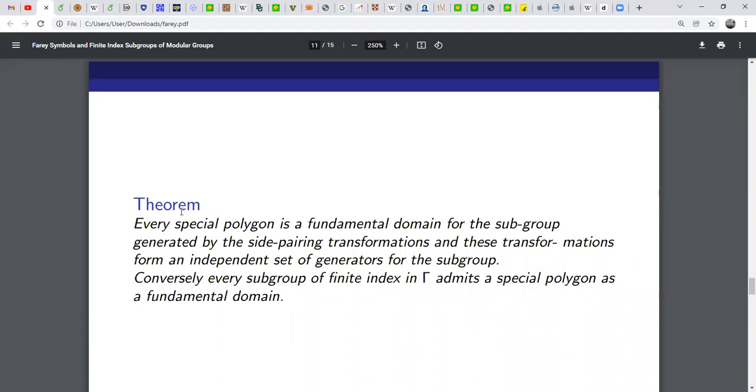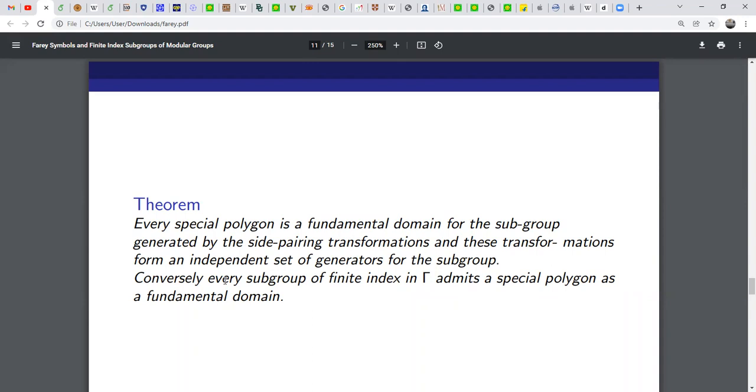I will mention another result here. Every special polygon, to recall, is a polygon which determines a fundamental domain for the subgroup generated by side pairing transformations, and these transformations form an independent set of generators of the subgroup. That's why special polygon means the set of side pairing transformations are exactly what we wanted. That is an independent set of generators.